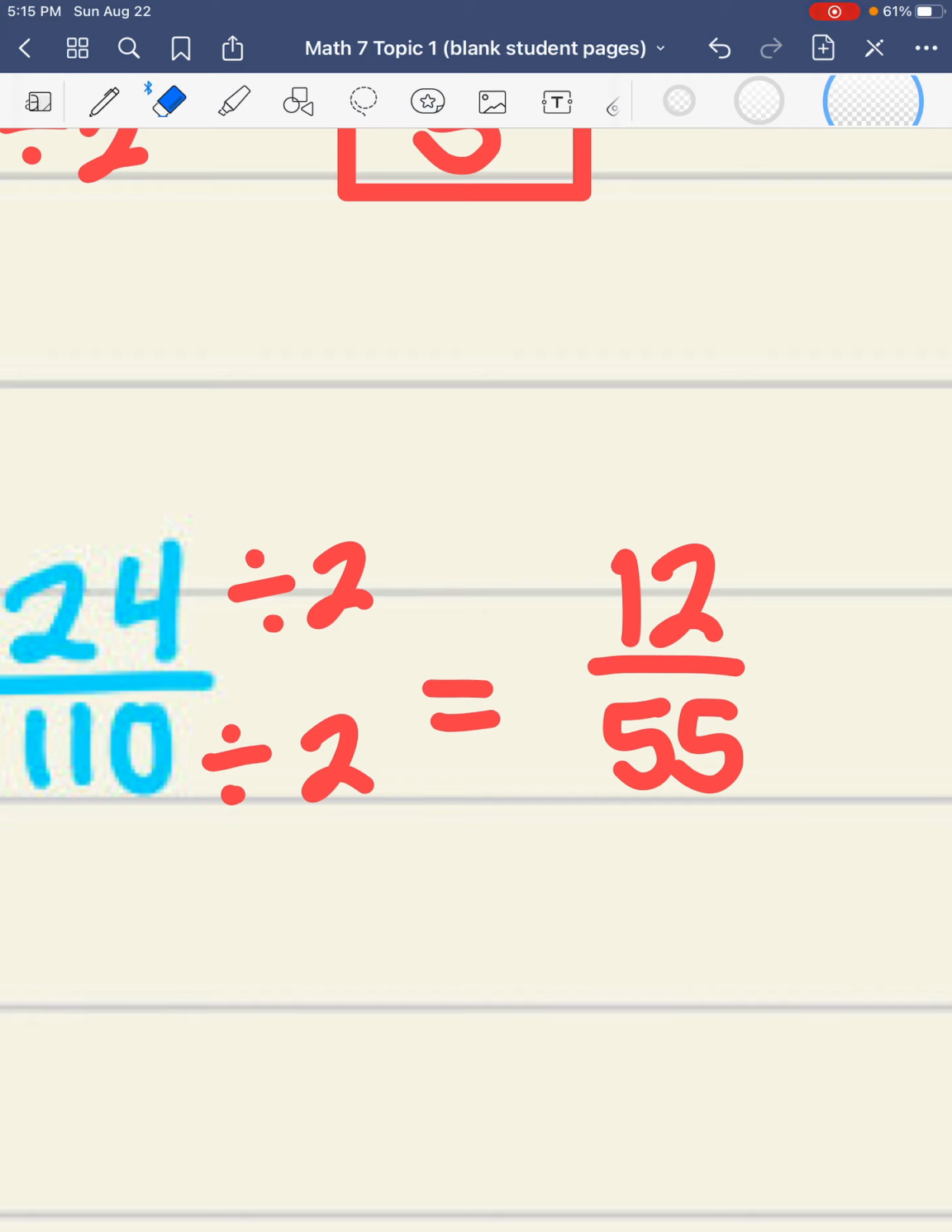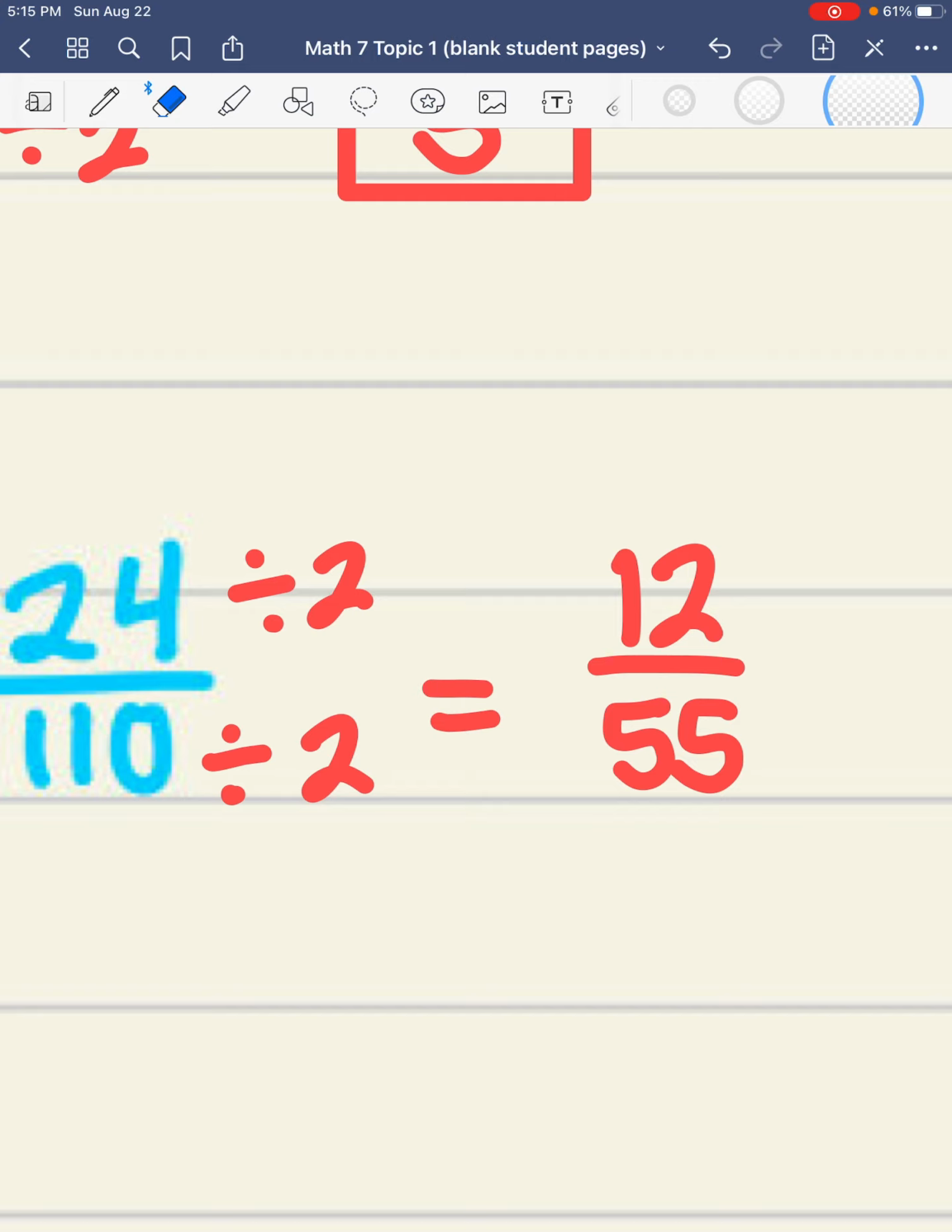If a number is divisible by 3, the digits will add up to a number that's divisible by 3. So, for example, 12 is divisible by 3 because 1 plus 2 equals 3. Well, 5 plus 5 equals 10, and 3 does not go into 10 an even number of times. So, 55 is not divisible by 3.